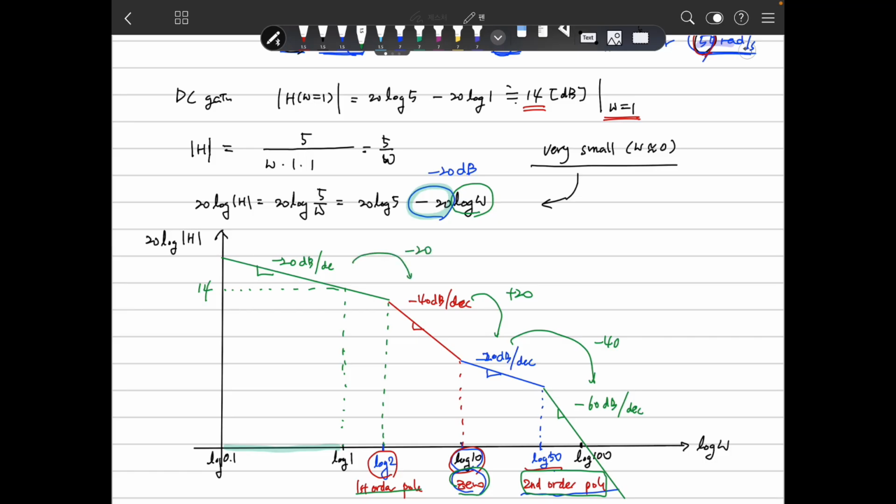This is the way to draw the Bode plot of the magnitude simply. When you meet a zero, the slope increases by 20 dB per decade. When you meet the first pole, the slope decreases by 20. When you meet the second pole, the slope changes by minus 40. This is a simple way to draw the Bode plot.